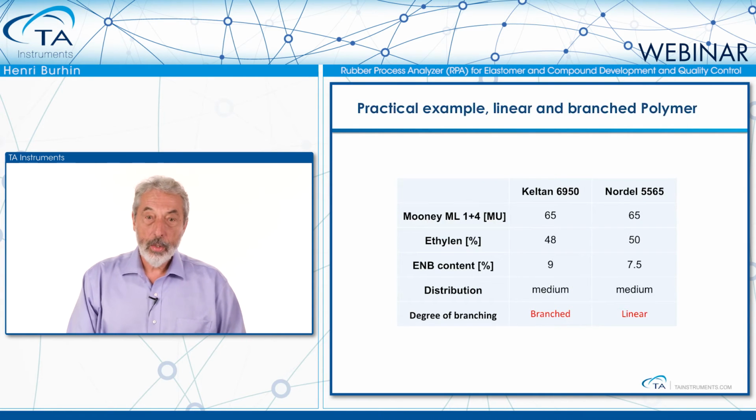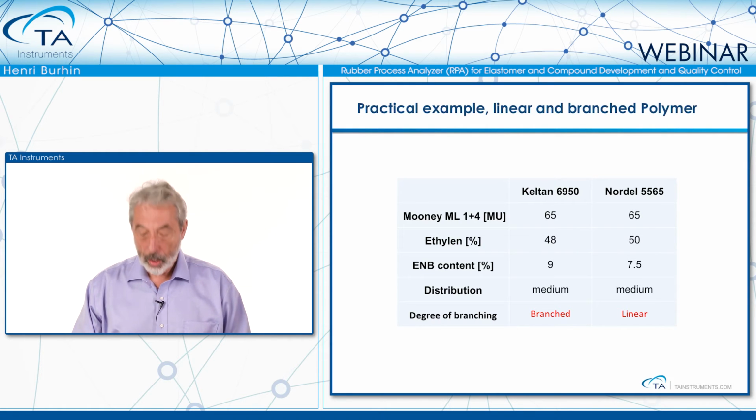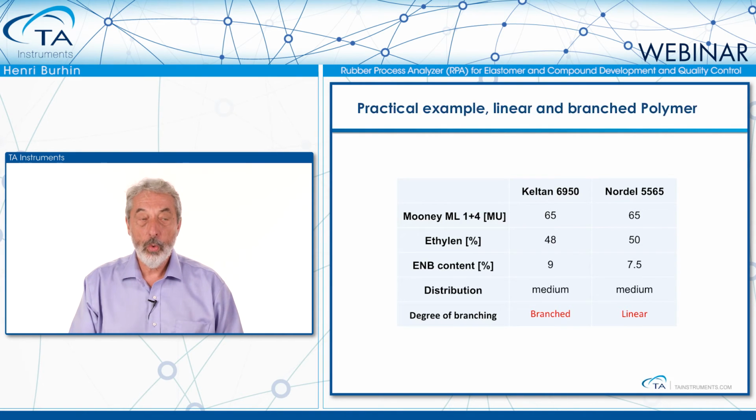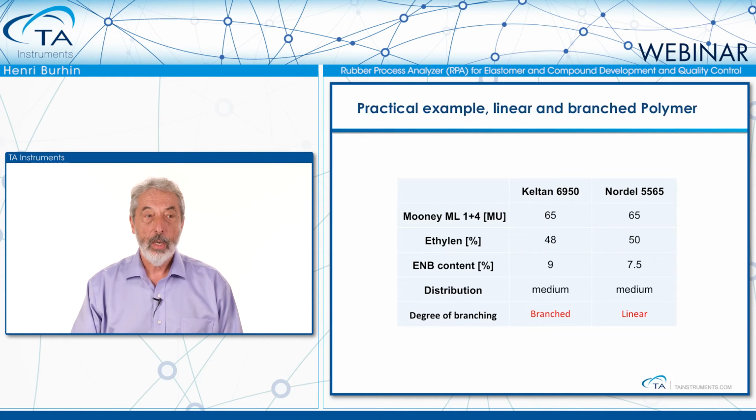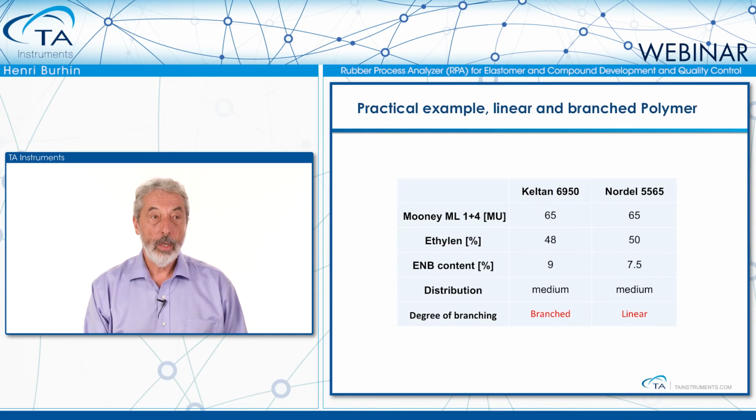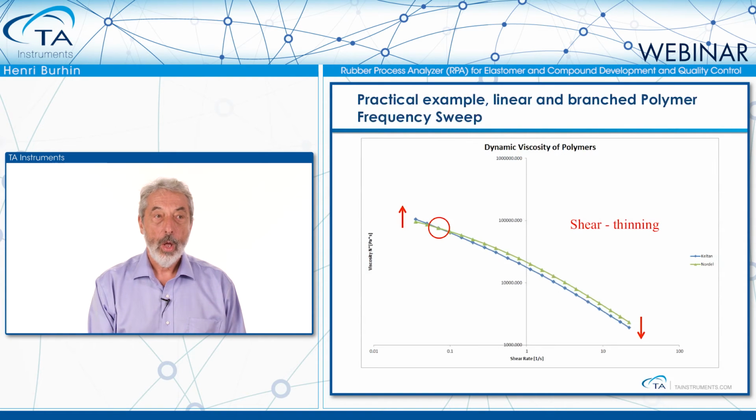Also, now it is interesting to analyze what is the effect of linear and branching polymer on compound characteristics. So we took two polymers, one Keltan and one Nordel. Nordel is a linear EPDM, same characteristic as you can see. Nordel is known to be linear and the Keltan is branched.